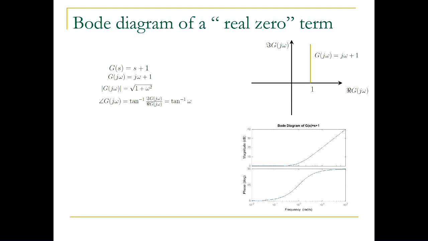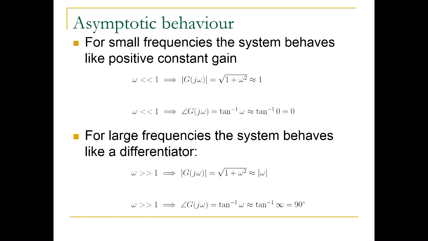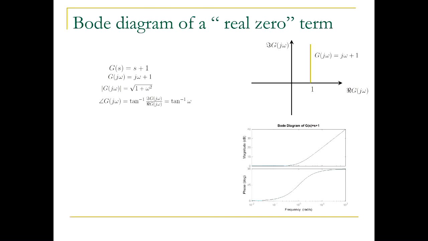So we can calculate what these asymptotes are from analysis directly on the frequency response equation. So if we look at what is the magnitude when omega is very large, then 1 is negligible. So I can take the square root of omega squared, and that's roughly just omega. So this is now becoming like a differentiator. This looks like a differentiator. So for large omega, this behaves like a differentiator.